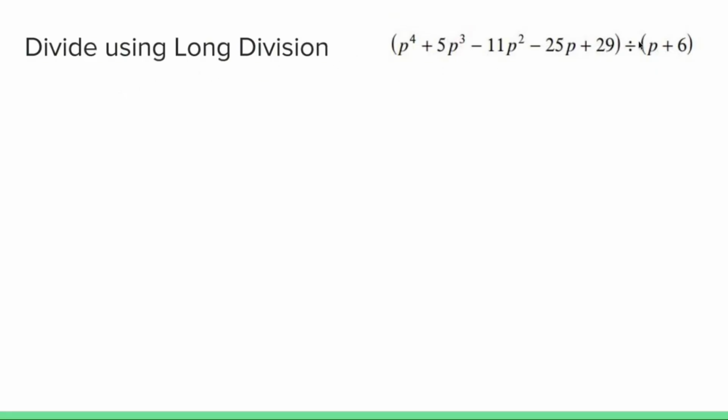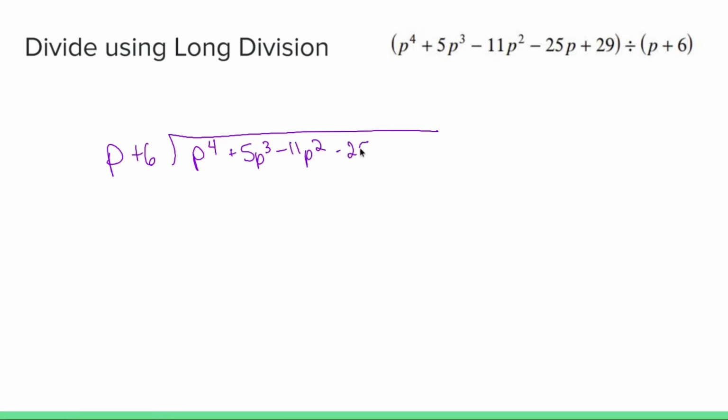Divide using long division. Now when I set up polynomial long division, here's my factor. Here's my dividend. And before I even do that, make sure everything's in order. Make sure there are no powers of p missing in between, because if there were, I'd have to put in something like 0p squared. But no power is missing in between. So p to the 4th plus 5p to the 3rd minus 11p squared minus 25p plus 29. And then we begin the horrible process that is polynomial long division.